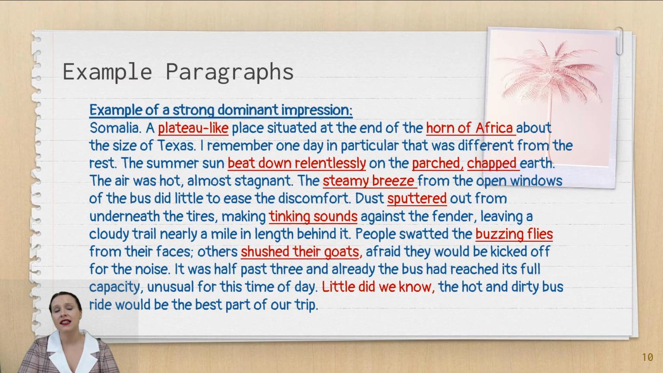If we look at the second paragraph, this is an example of a stronger dominant impression. So, one word, Somalia. Full sentence, Somalia. Great start. A plateau-like place situated at the end of the Horn of Africa, about the size of Texas.